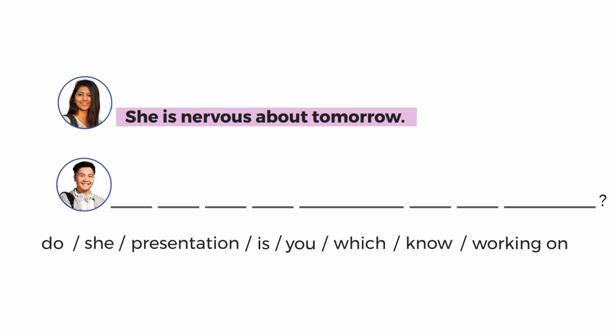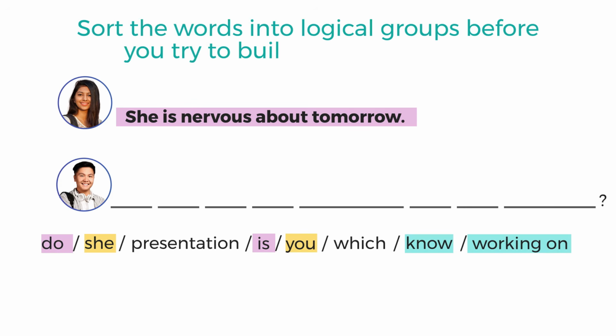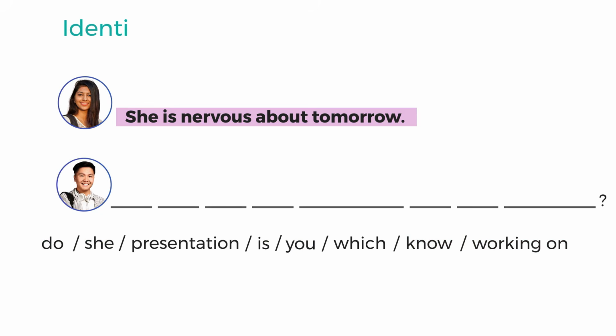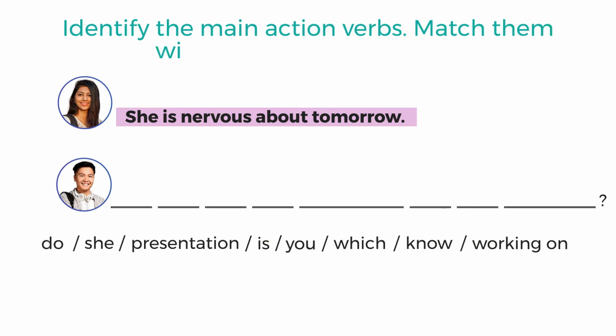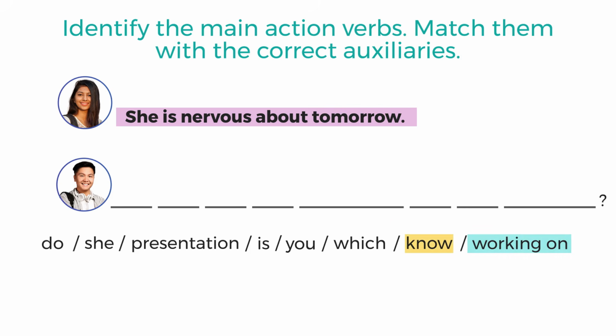This is a slightly more challenging task because it has multiple verbs, multiple auxiliaries, and multiple subjects in a scrambled sentence. When you have multiple verbs, multiple auxiliaries, and multiple subjects, the first move is to sort the words into logical groups before you try to build the full sentence. First, identify the main action verbs, then match them with the correct auxiliaries. Notice that we have two action verbs in the word bank, "know" and "working on."